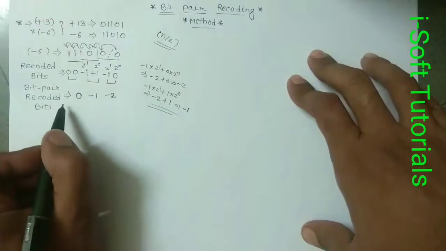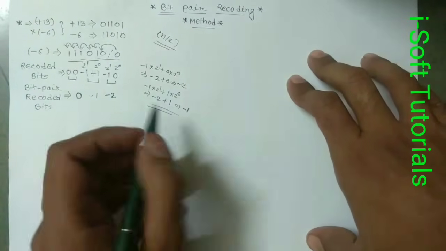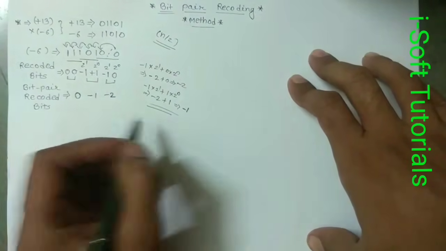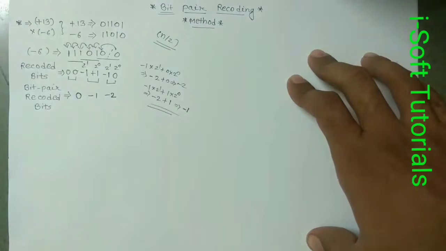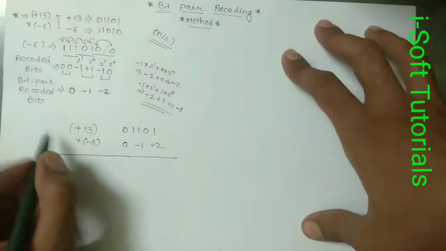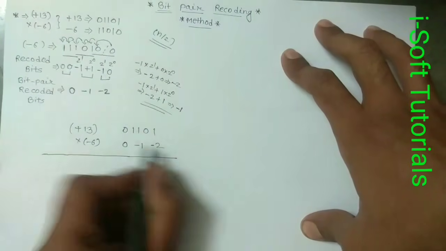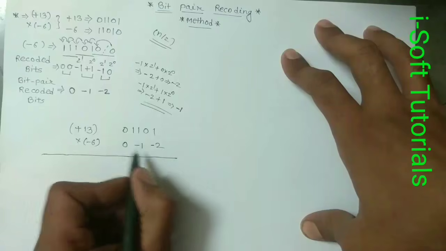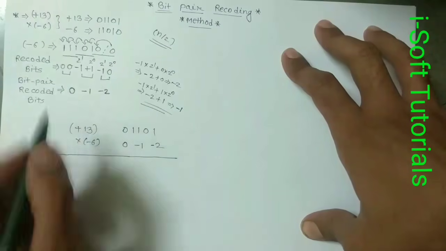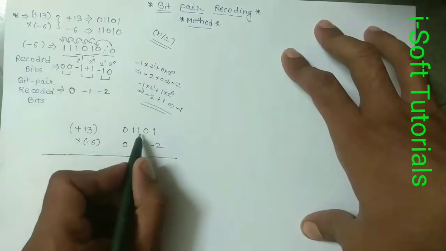So here we got these recoded bits as bit pair recoded bits. We will use it in the algorithm, and you will solve the numerical for plus 13 into minus 6. Let us solve this problem, plus 13 into minus 6, by using these bit pair recoded bits. I have written the recoded bits as 0, minus 1, minus 2, and plus 13 is 0, 1, 1, 0, 1.